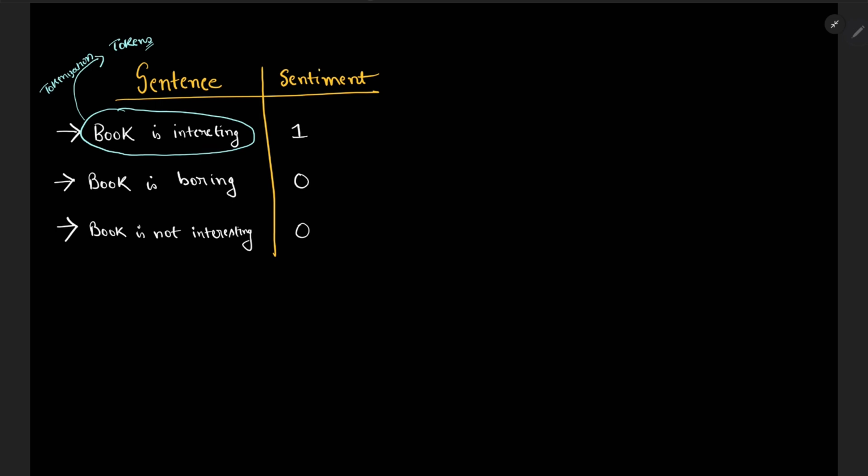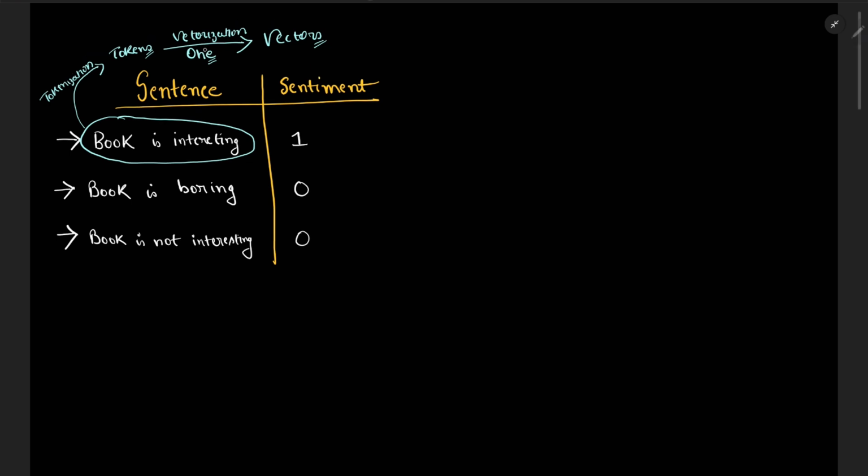Now for each token, I have to apply a vectorization technique to convert each token into a vector. I'll be using one-hot encoding as the vectorization technique to convert each token into its vector representation. Now how will the vectors look? In one-hot encoding, the vectors will look something like this, 1 0 0 0 0, like this. That means the vectors will be sparse. They will not be dense, they will be sparse.